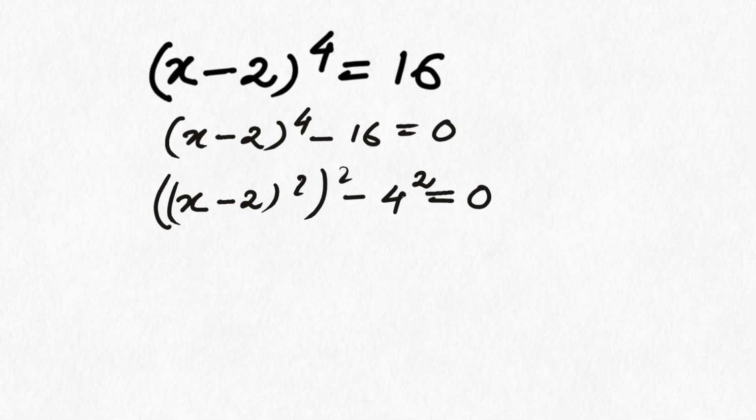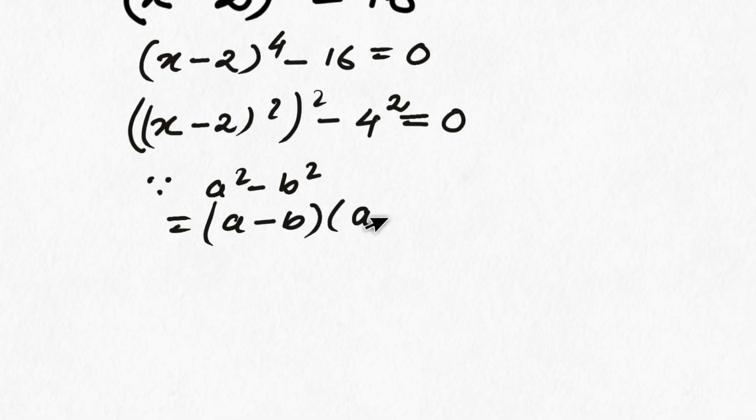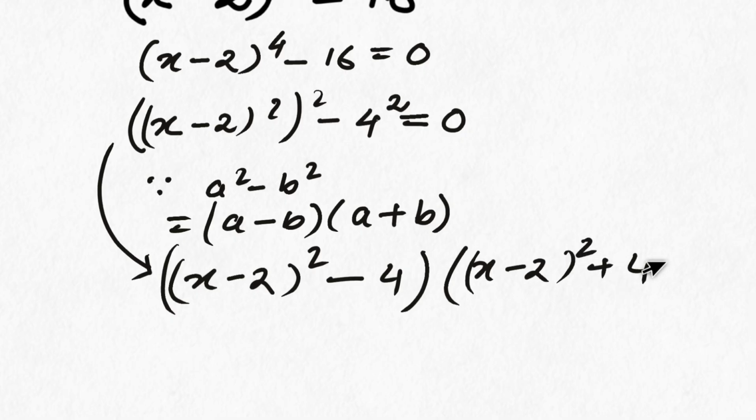At this point, we can use the difference of squares formula, which states that a squared minus b squared equals the quantity a minus b times the quantity a plus b. Applying this formula, our expression factors nicely into two parts. The first quantity is x minus 2 squared minus 4, and the second quantity is x minus 2 squared plus 4. The product of these two quantities equals 0.